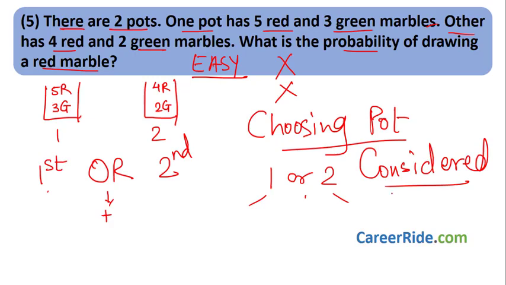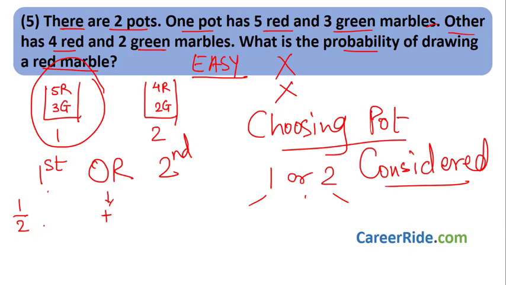First, we'll see that we are choosing the red marble from the first pot. Before choosing the red marble, we have to first choose pot number 1. So what is the probability of choosing pot number 1? How many total pots are there? There are 2 pots, 1 and 2. Out of that, we want the first pot. There is only one pot which is numbered first. So what I want is 1 divided by total possibilities, which is 2.